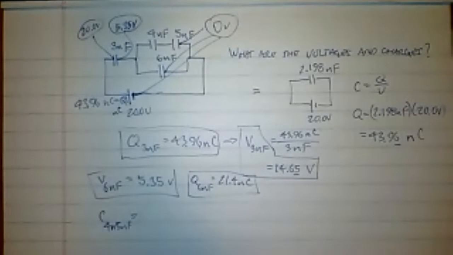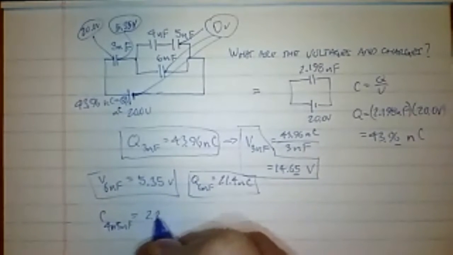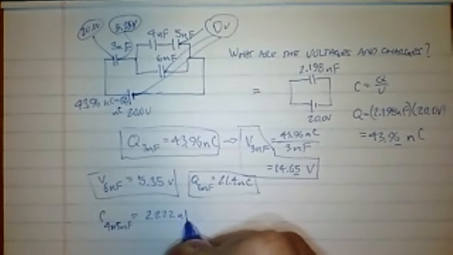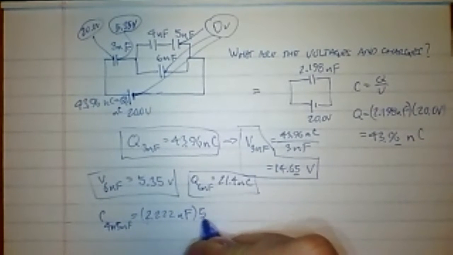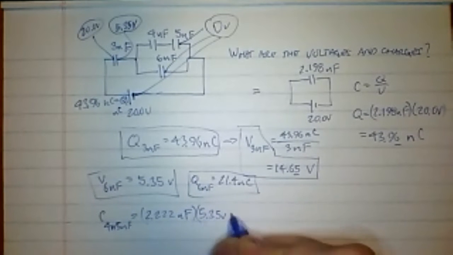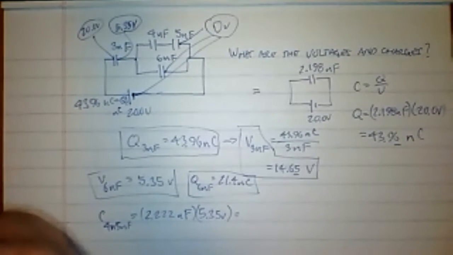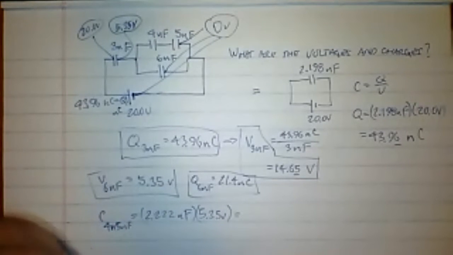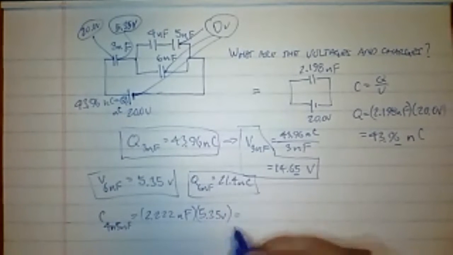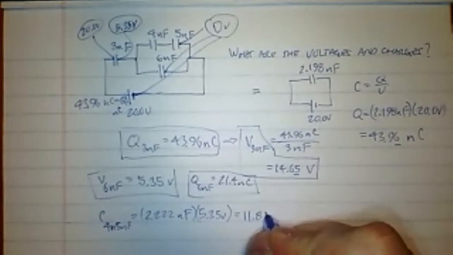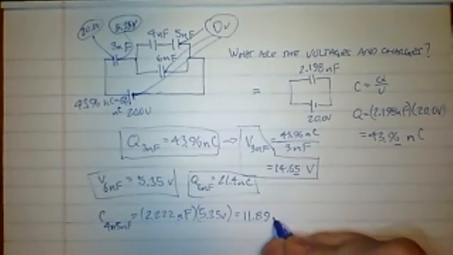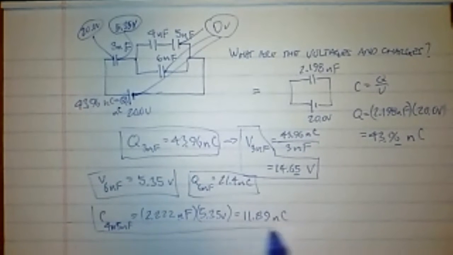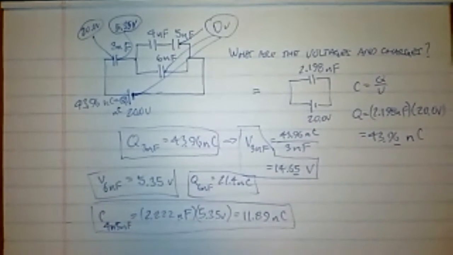So now I can say, all right, well, that's just 2.222 nanofarads times 5.35 volts. So 2.222 times 5.35 gives me 11.89. Notice the nano multiplies, so that's nanocoulombs. Okay, now that's a way we could have done it, right?